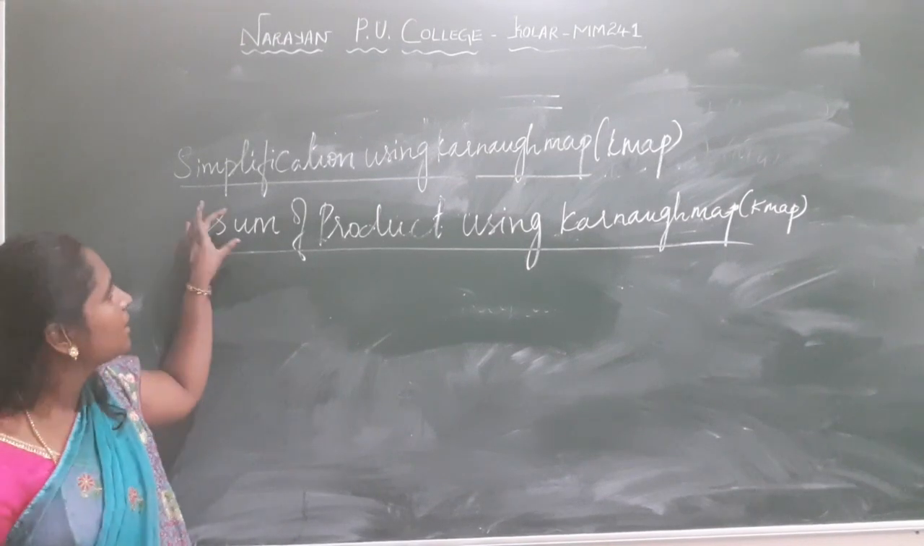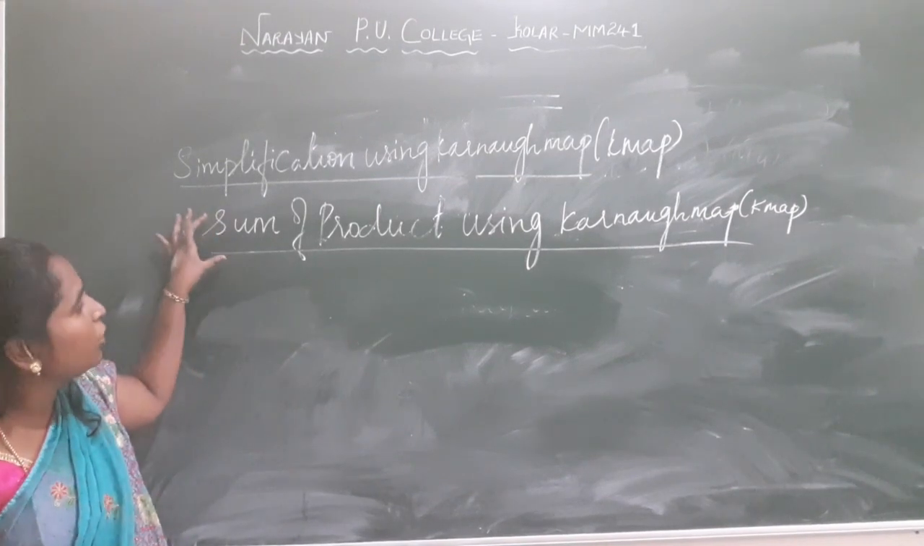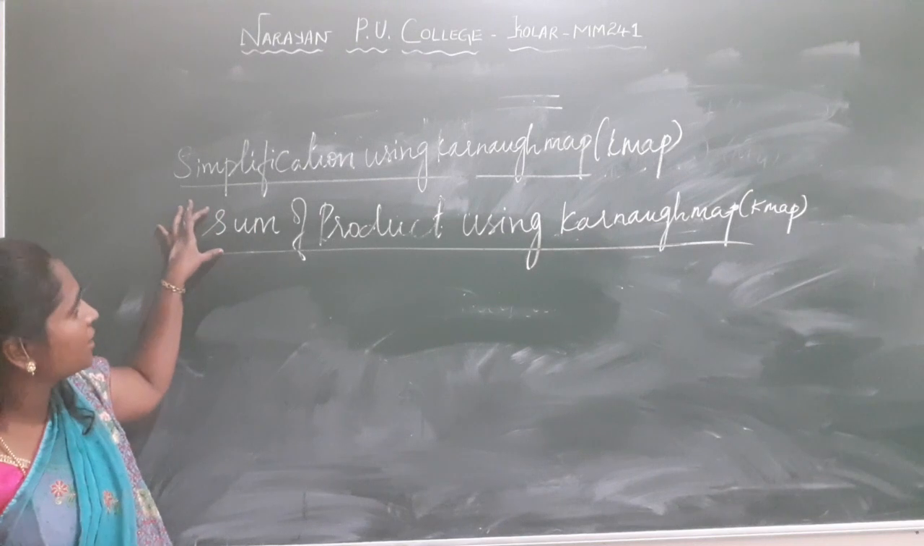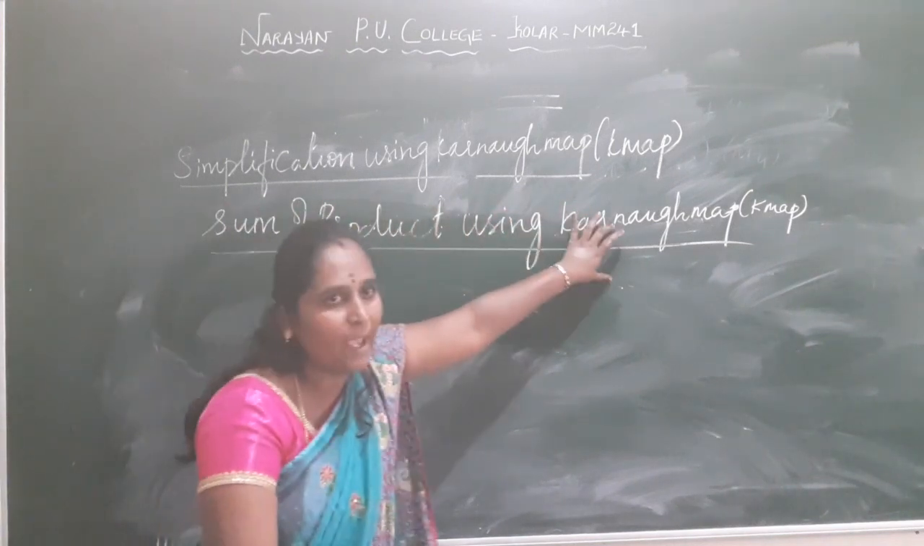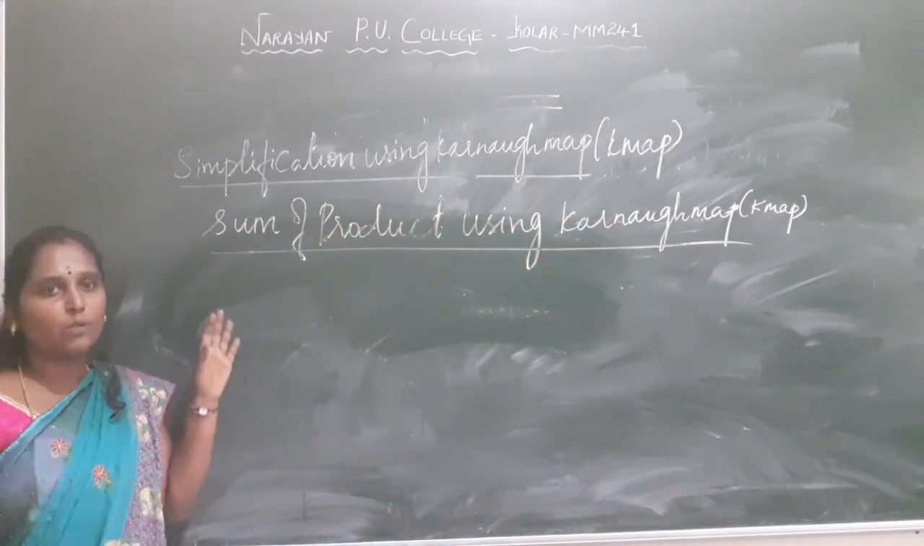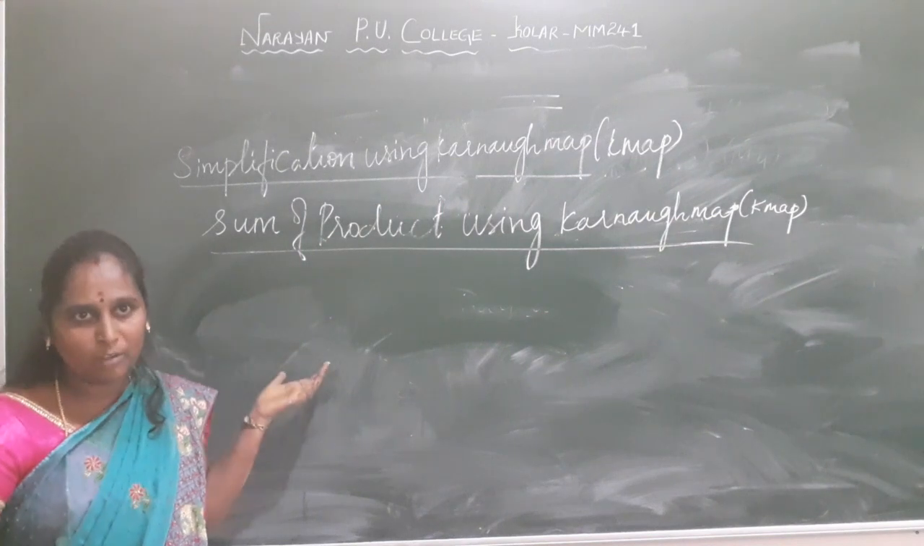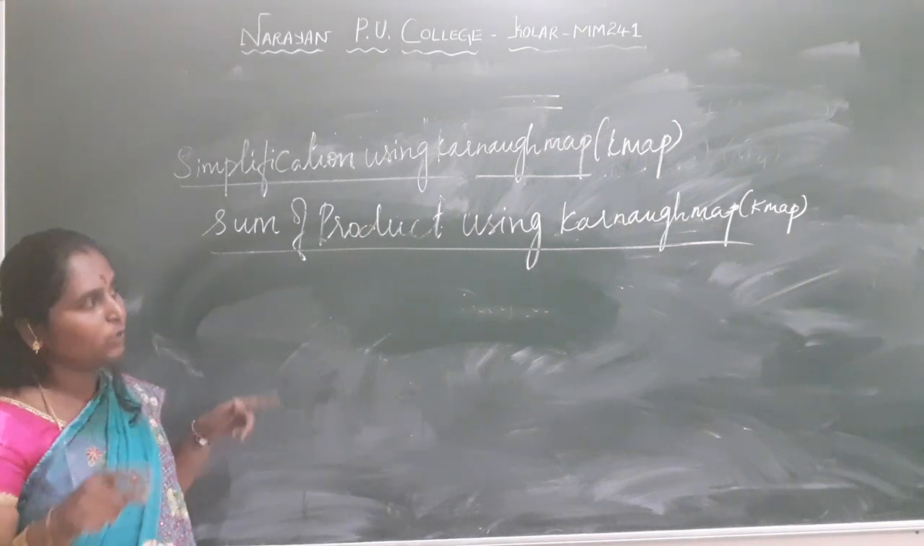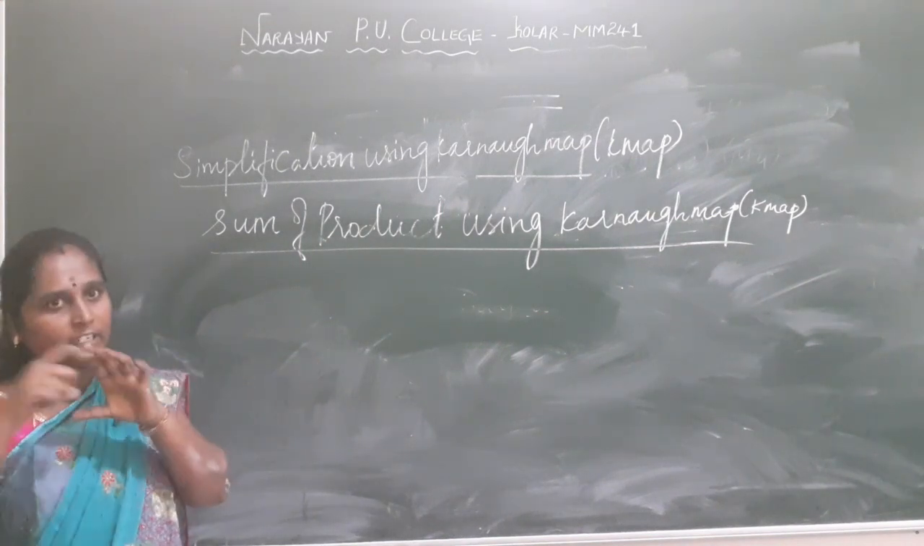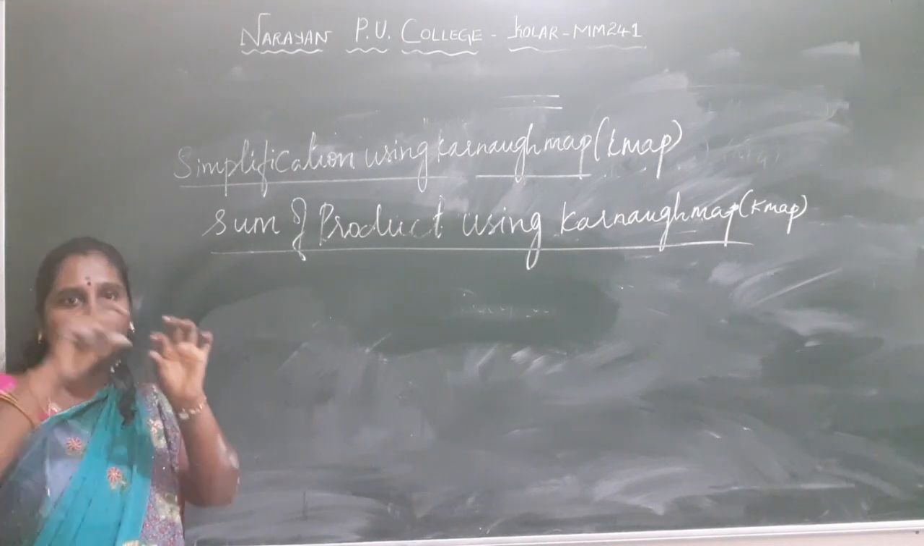Okay, next topic is sum of product using K-map. That is nothing but we are going to simplify the expression. In this K-map, if you are using n variables, 2 to the power of n squares will be available in a particular rectangular box. Each rectangle is divided into a number of squares.